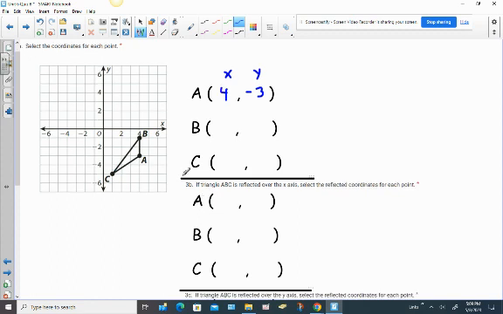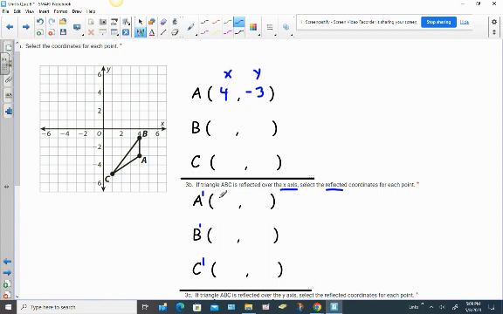Now when you get to question 3B, it says, if triangle ABC is reflected over the x-axis, select the reflected coordinates for each point. So in other words, we're reflecting each point. Now we're going to do point A together. Now whatever axis you're reflecting over, which in this case is the x-axis, that's what you're going to keep the same. So we're going to keep all of these coordinates.